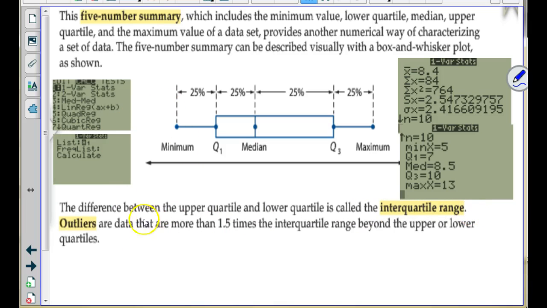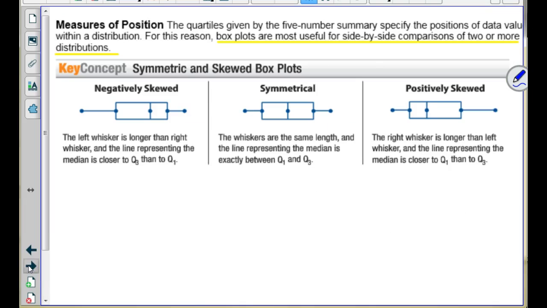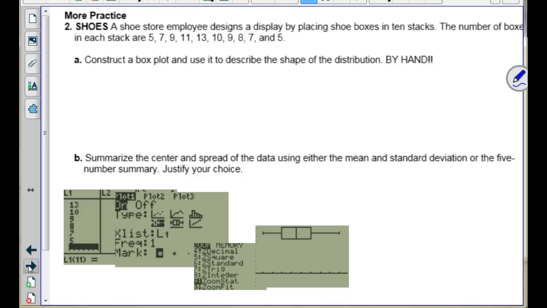All right. Interquartile range is, again, the difference between the quartiles, Q3 minus Q1. And outliers, we decided we were just going to let the calculator do that for us. All right.